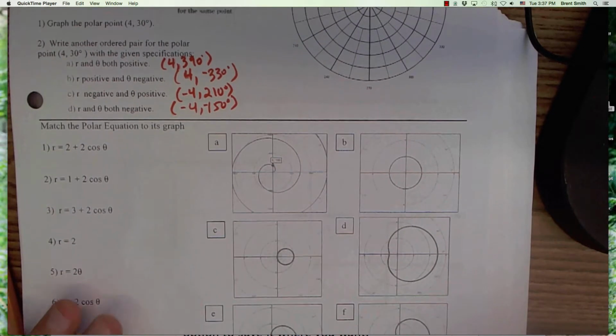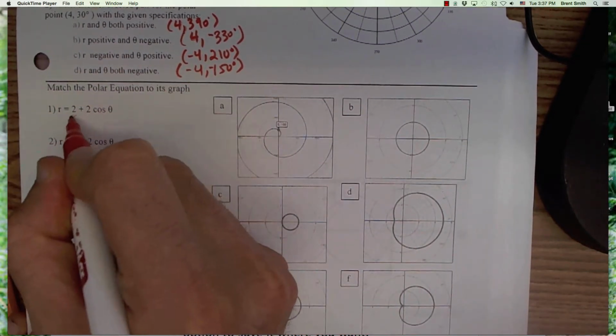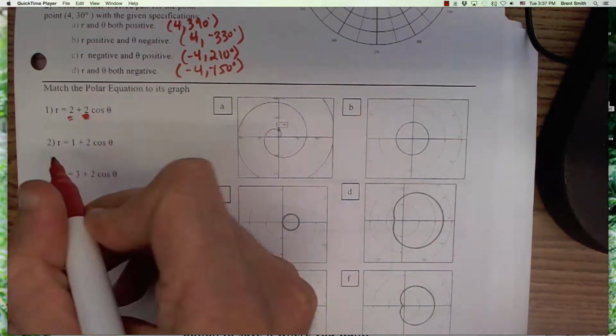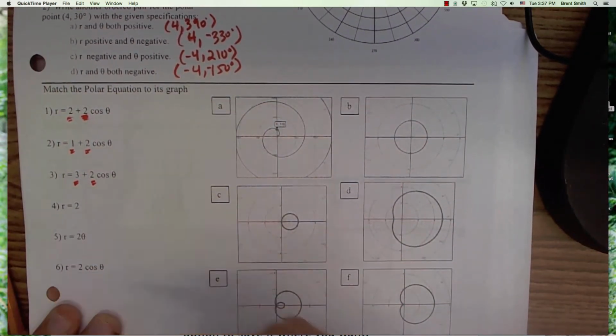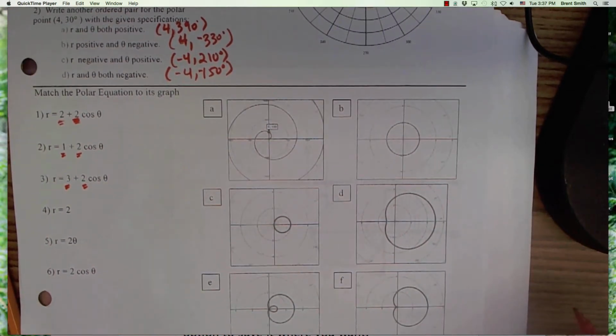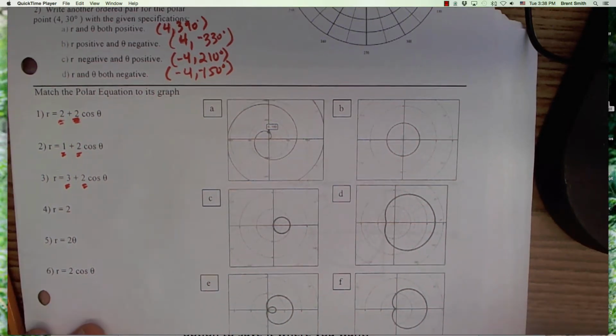Okay, next, just a little brief review, match the polar equation. We talked about this A and this B, one being larger than the other, how does that influence it, and just a few kind of other ones. So pause the video and see if you can match them up. All right, we're back.